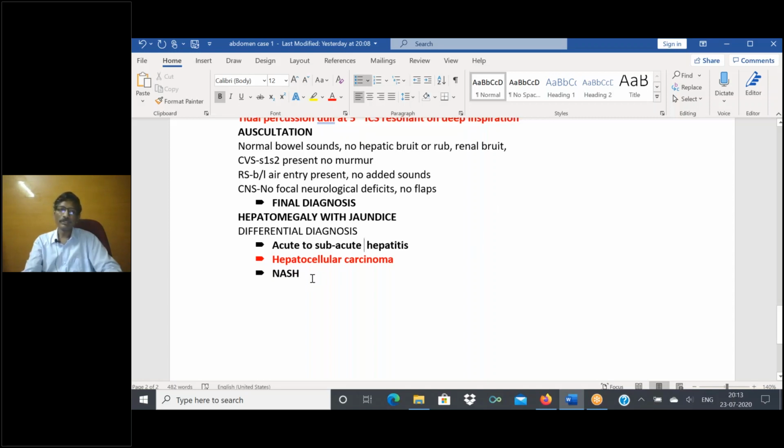Okay. Now going into the investigation. So we'll go back to Vignesh. Now, given this differential diagnosis, we are having a differential diagnosis of acute to subacute hepatitis. Before we think about chronic hepatitis, we'll first look at acute to subacute hepatitis. What investigations will you ask?